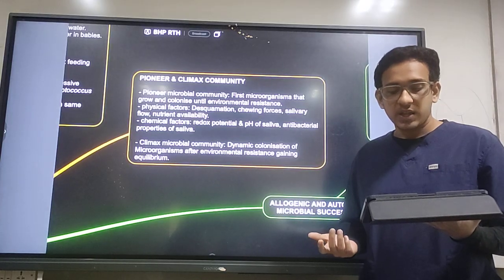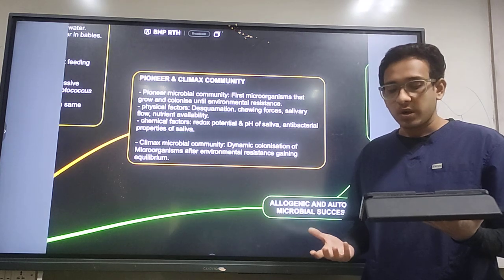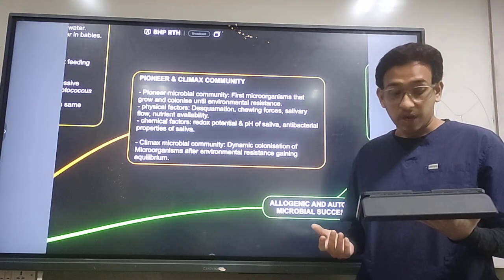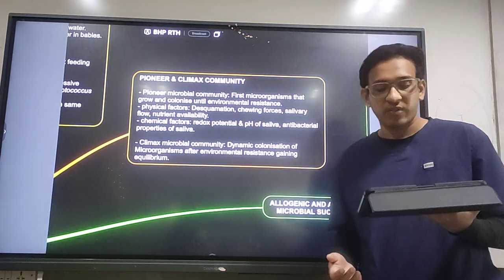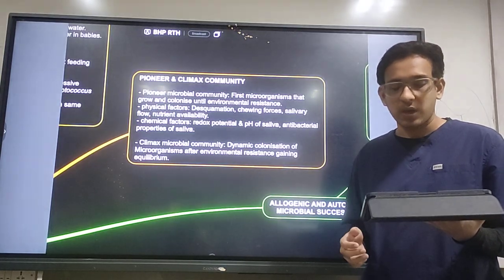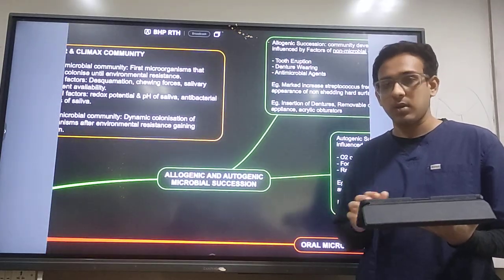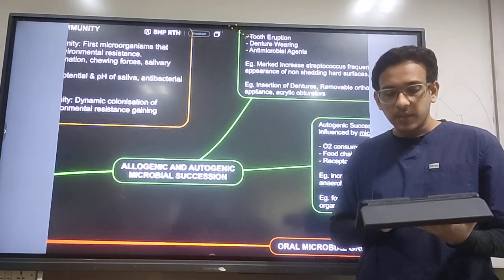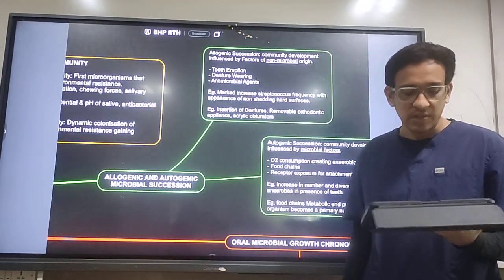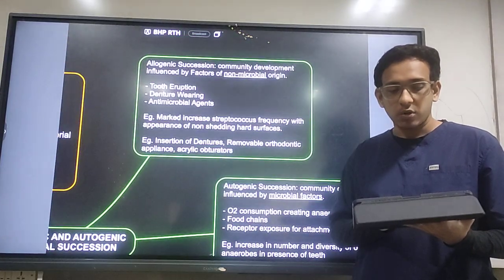Climax community is the dynamic colonization of microorganisms after the environmental resistance has gained equilibrium. So this does not change and mostly remains as such. Then we'll talk about allogenic and autogenic succession.